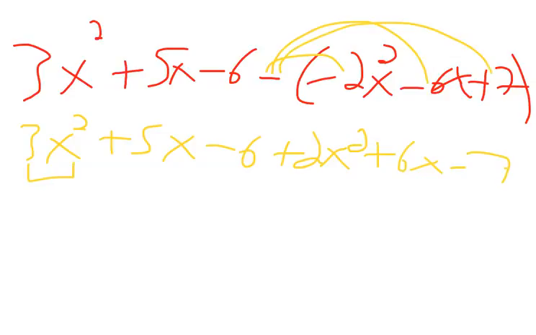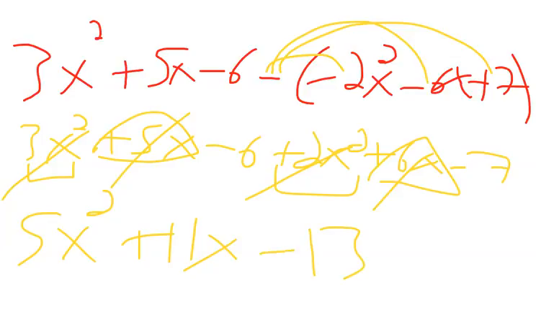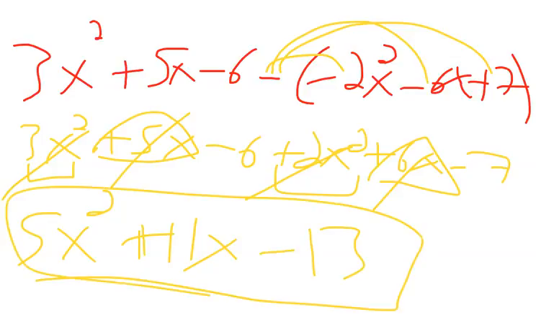Okay, 3x squared and 2x squared is 5x squared. 5x and 6x is 11x, and that's a positive. So that's done. Negative 6 and then minus 6 and minus 7, which is 13, and it's gonna be minus. So that's your answer: 5x squared plus 11x minus 13. And you move on.